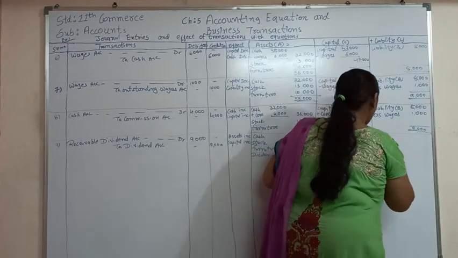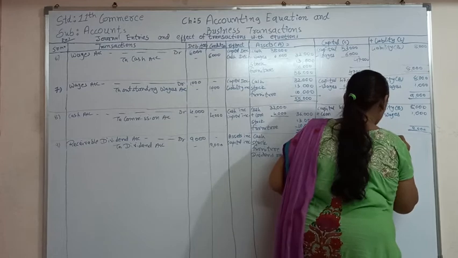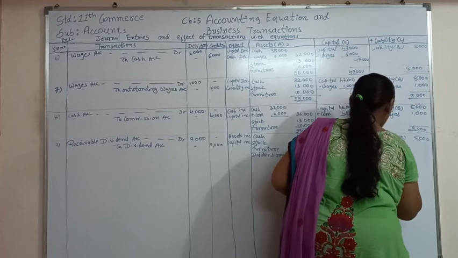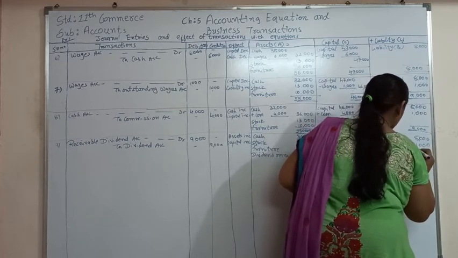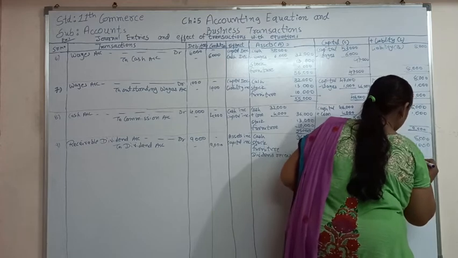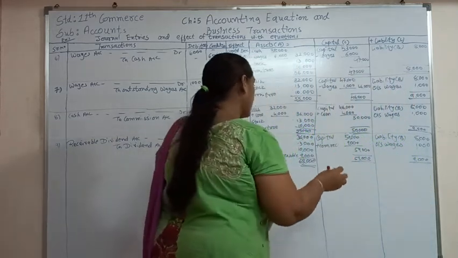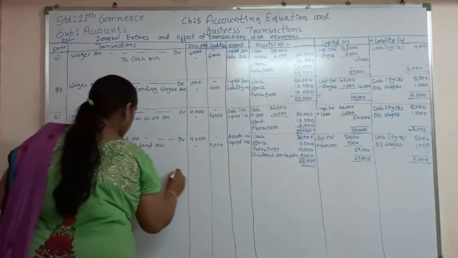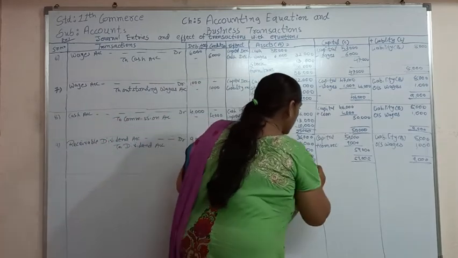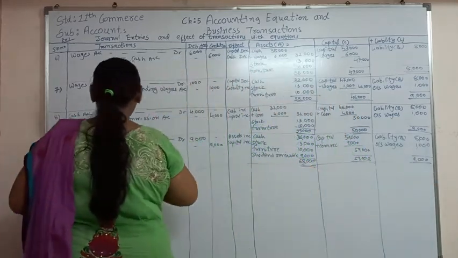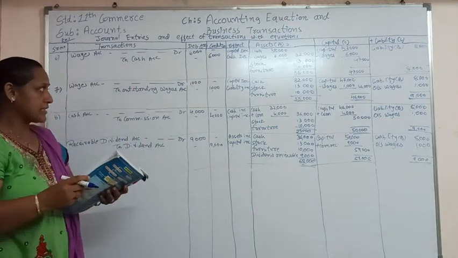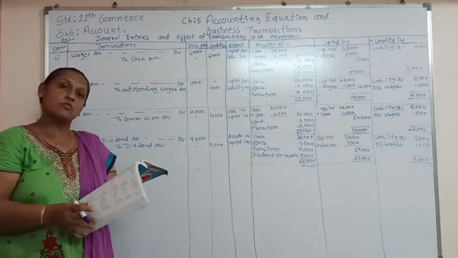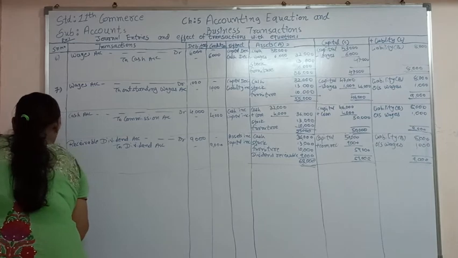And here liability of B 8,000 and outstanding wages will be 1,000. So total will be 9,000. So here again 59 plus 9, it will be 68. So here again we can see that total is equal, that is A is equal to C plus L. Now let's see the next transaction. Next transaction is machine purchase of 8,000. So machine account debit to cash, that journal entry we are going to pass.